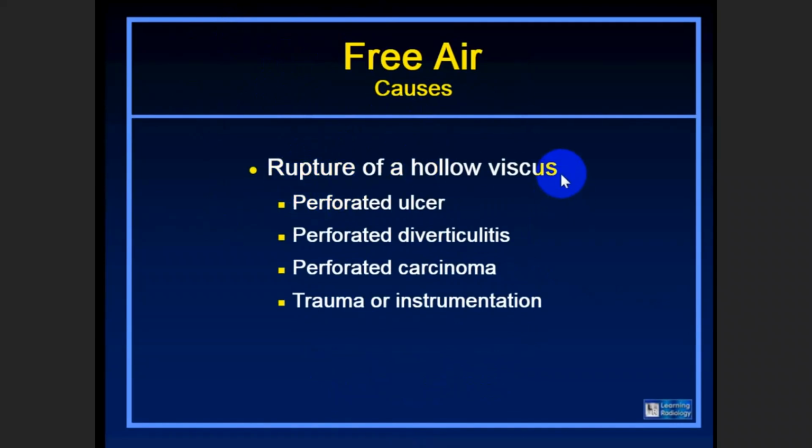Rupture of hollow viscus, like a perforated ulcer, like a gastric ulcer or duodenal ulcer. Perforated diverticulitis. We have outpouchings from the colon called diverticula. If a diverticulum gets some type of inflammatory process or infection, it's then called diverticulitis. This diverticulum can also be perforated.